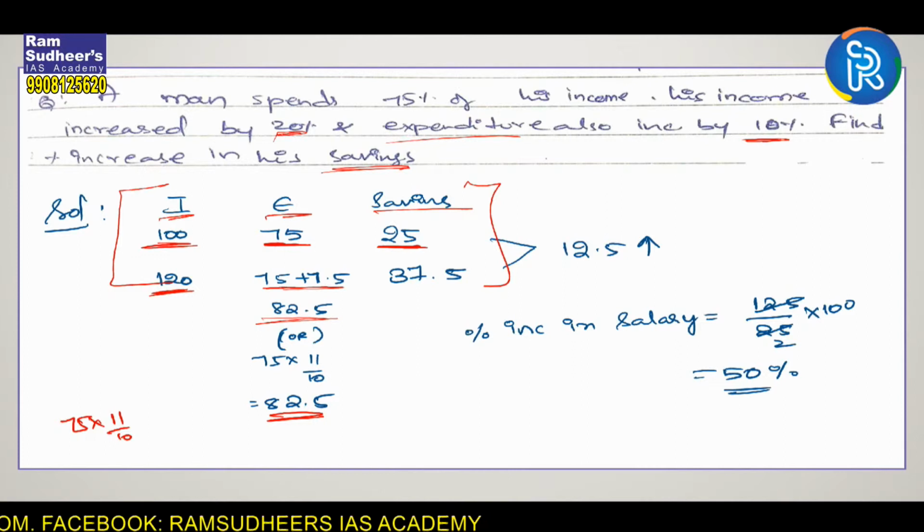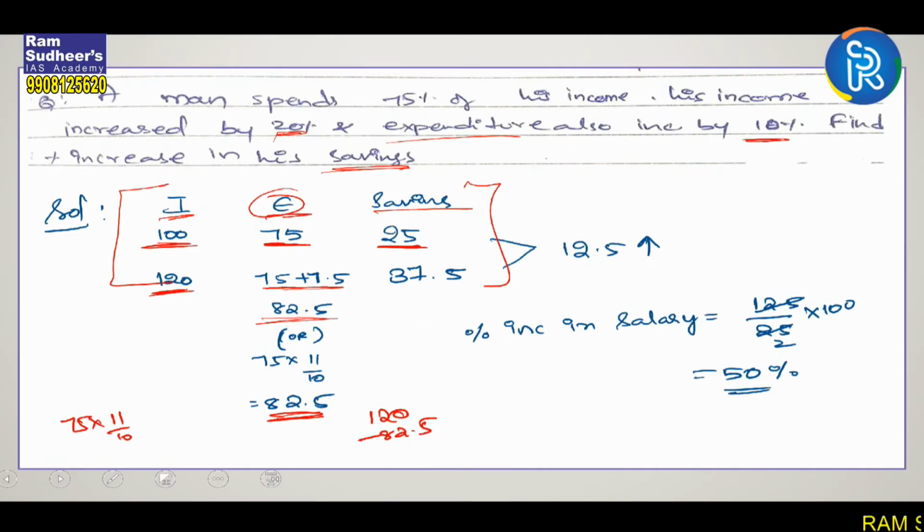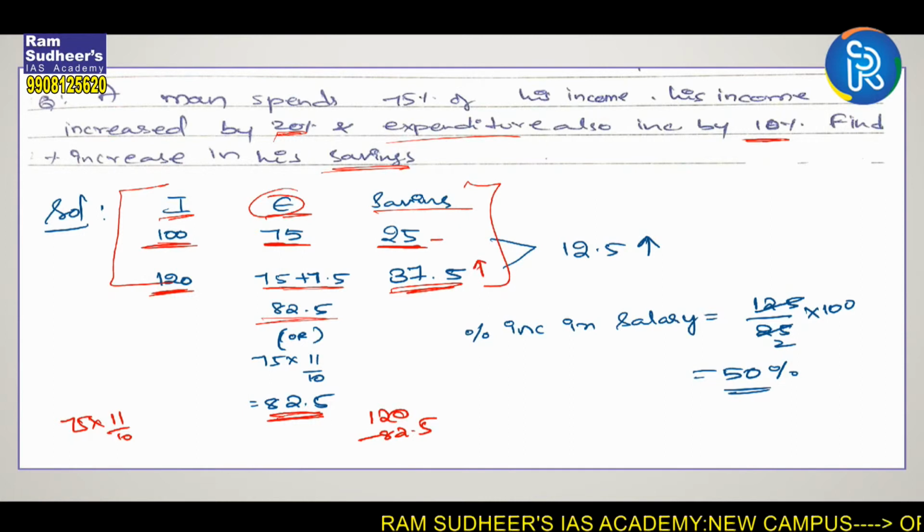And therefore his expenditure in the second case is 82.5, and therefore his savings would be 120 minus 82.5, which is 37.5. He is asking us to find the percentage increase in his savings. Percentage increase in his savings means the percentage increase with respect to his previous savings. His previous savings were 25, and his present savings is 37.5.